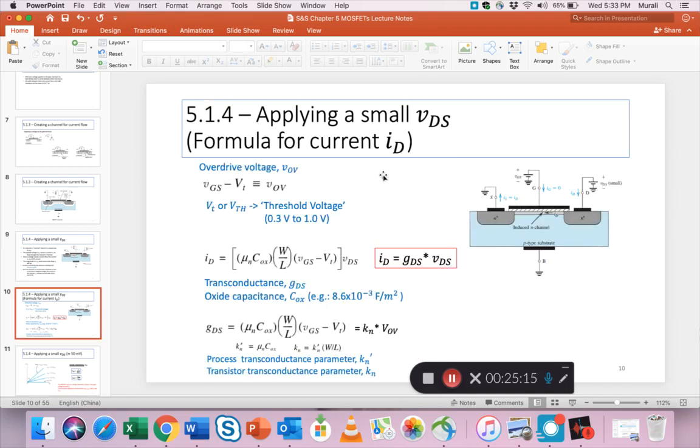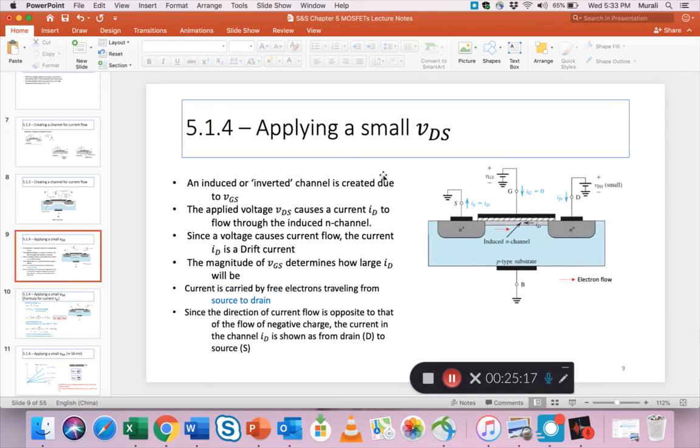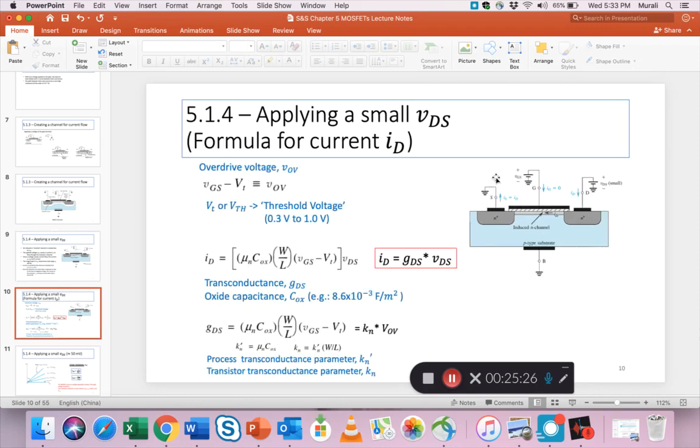Hold on one sec. Yeah, we are talking about drain to source voltage being small. Sorry, not gate to source. Okay, my bad. So all this is obviously for a small VDS. I mean, these relationships are still all valid, but a small VDS.